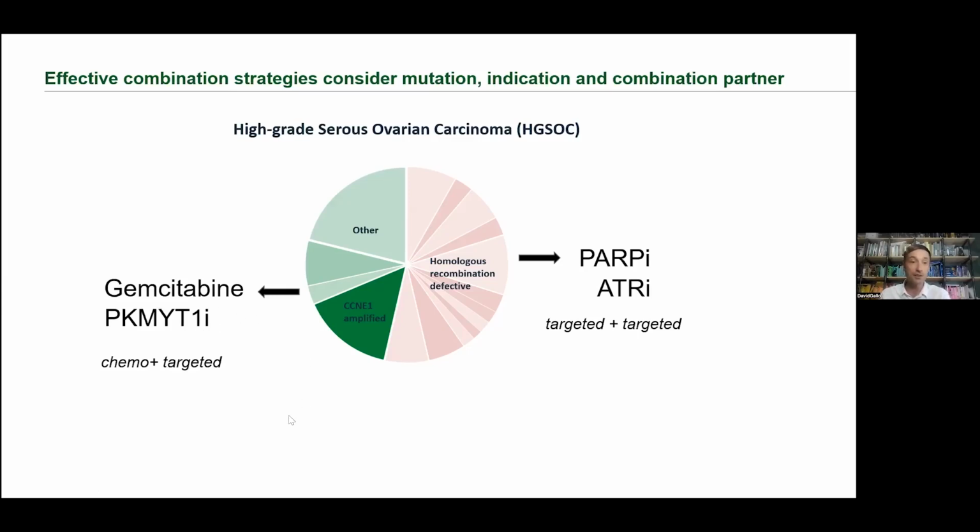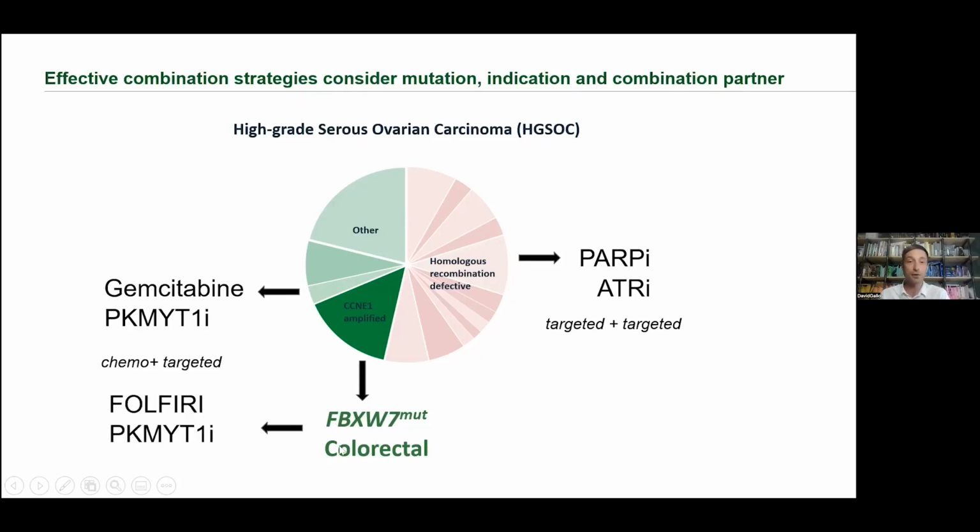So alternatively, if you move away from high-grade serous ovarian carcinoma and from cyclin E, we know, like I said, from our chemogenomic screens, we're able to identify FBXW7 mutations as being sensitive to PKMYT1 inhibition. And these are more prevalent in colorectal cancers. And so, in colorectal cancer, FOLFIRI is commonly used as a chemotherapeutic.